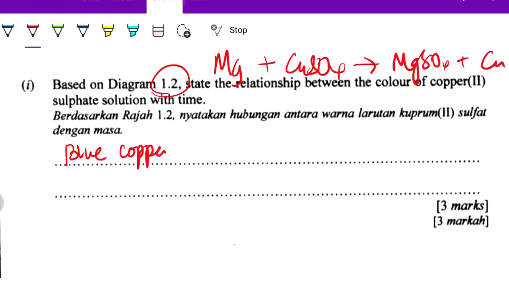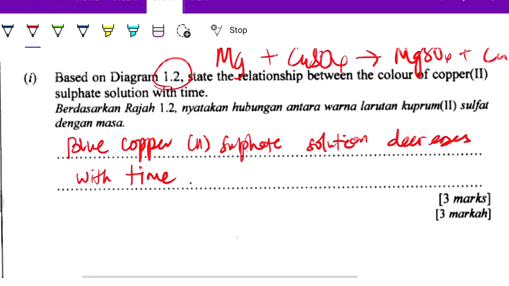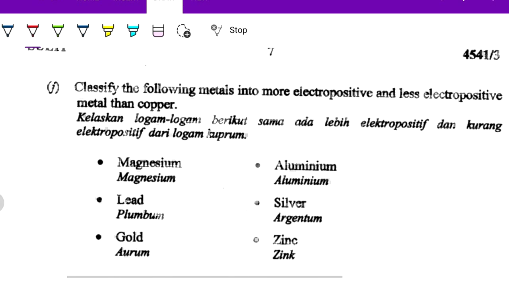copper(II) solution will decrease, decreases with time. Meaning that it changed to copper metal already.